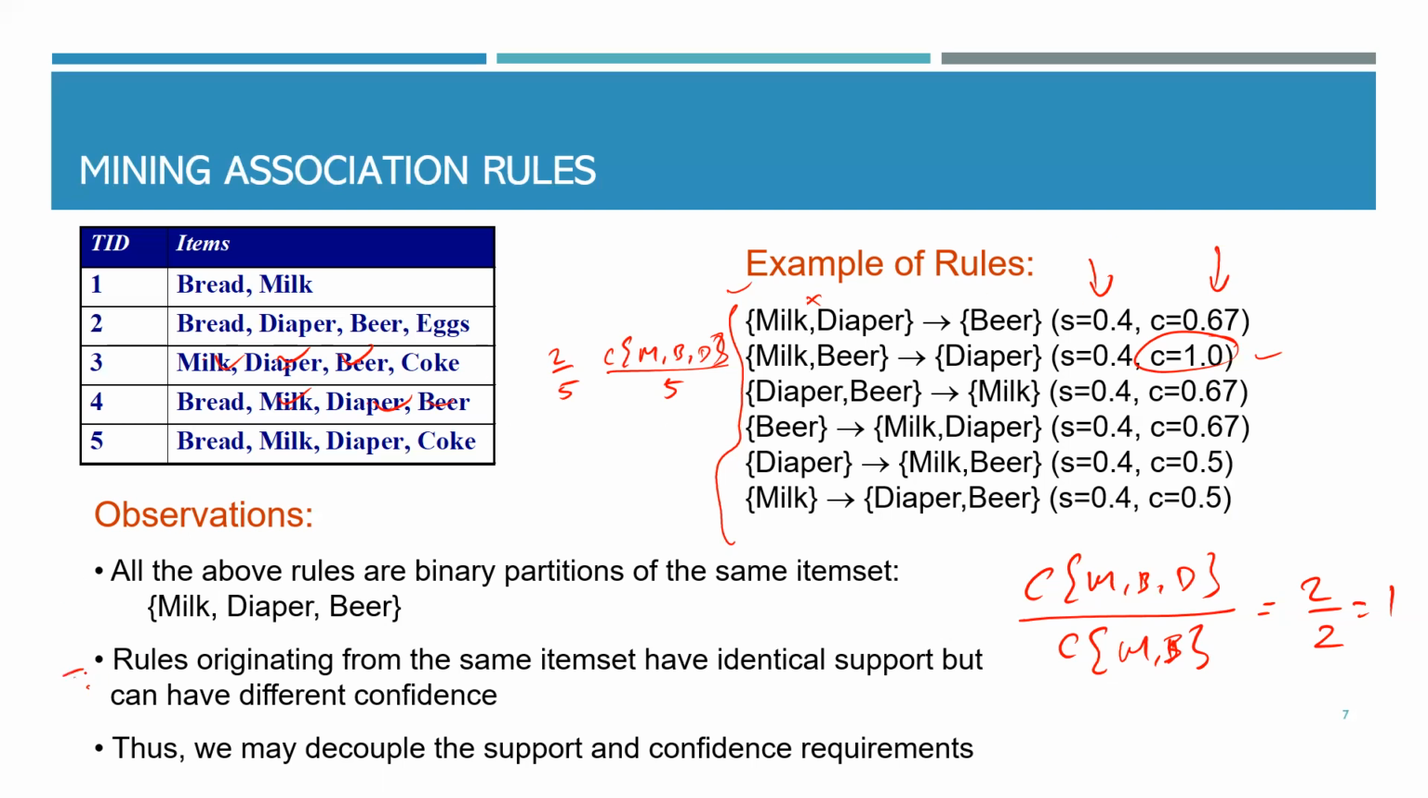So here we remember that rules originating from the same item set have identical support, but they can have different confidence. That's why we may decouple the support and confidence requirements.